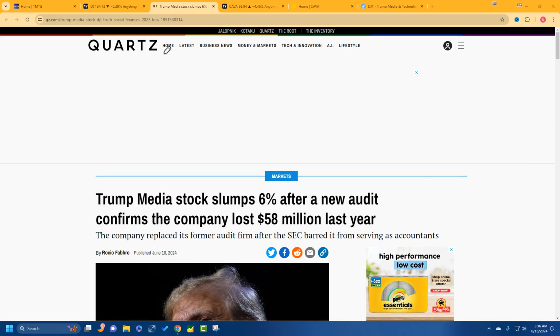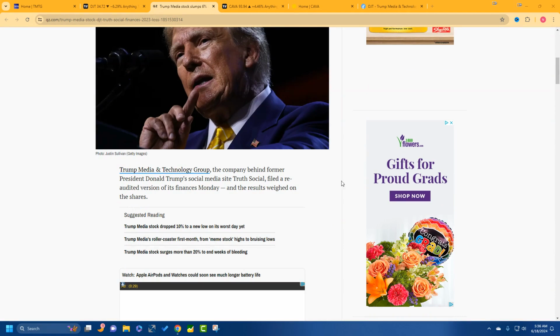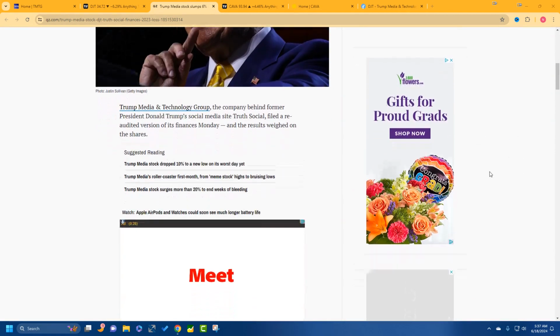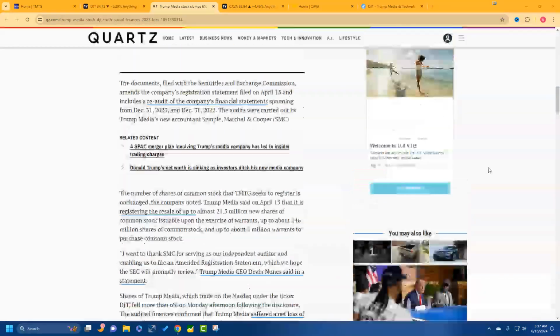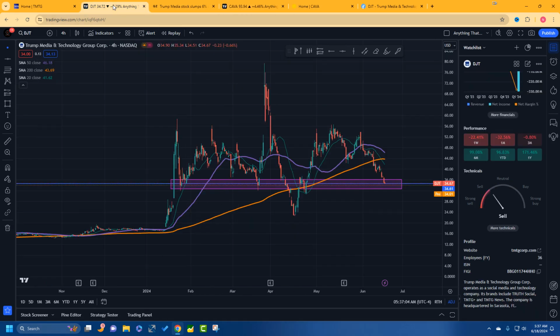I see this here in Quartz. So you can just always look that up because I'm here for the technical analysis. See, the company replaces former audit firm after the SEC barred it from serving as accountants. This is June 10th, 2024. So I wanted to show that. So will the stock rebound because of this? I don't know, because, going into the election and then with all the other drama. So I don't know what it will do towards the election. Now, so that's the support levels there of DJT.